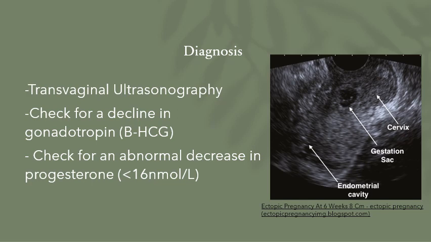Another way we can check for ectopic pregnancy is to check for a decline in the gonadotropin levels. You can also check for abnormal decrease in progesterone. Lower than 60 nanomoles per liter of progesterone is a sign for ectopic pregnancy.